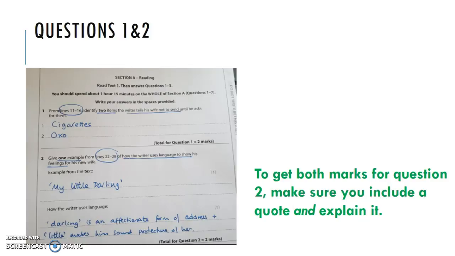Question 2, a little bit different. It's asking for a quote, so one example from lines 22 to 28, and then it's asking you to explain how that quote, in this case, shows the writer's feelings for his new wife. So you get 1 mark for the example, so my example is "my little darling", and you get 1 mark for explaining how the writer uses language. So I've said that "darling" is an affectionate form of address and "little" makes him sound protective of her. You have to do both the quote and the explanation to get the 2 marks.